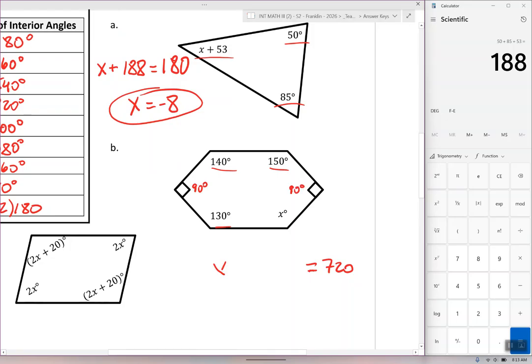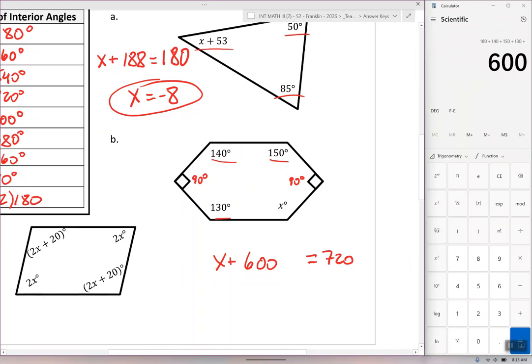So my equation is x plus, and now I have to add up all these angles. 90 plus 90 is 180, plus 140, plus 150, plus 130 is 600. So x plus 600 equals 720. If I subtract 600, I get x equals 120 degrees. Well, I could just say 120. The degree symbol's already there, so x is 120, but either way.